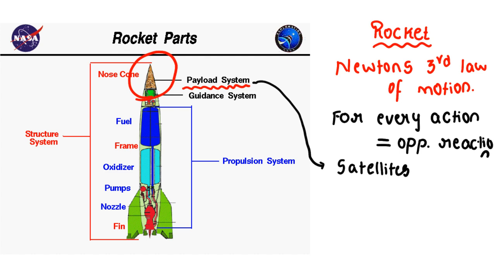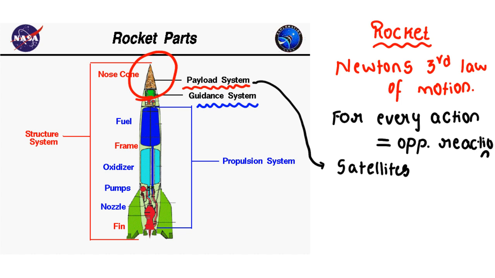So payloads means the satellites, everything that is taken into the space, boarding in the payload system only. Clear? Then what is the guidance system? The guidance system is such a thing which provides the guidance for the rocket to move. Clear? For the propulsion of the rocket, it needs some guidance, right?